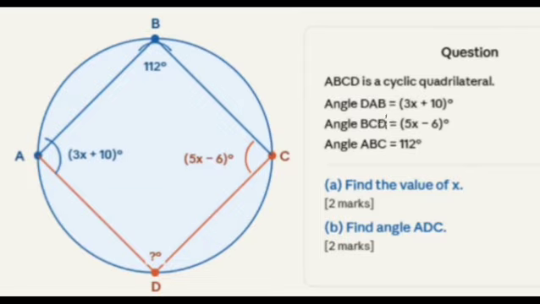Angle DAB is 3x plus 10 degrees. Angle BCD is 5x minus 6 degrees. Angle ABC is 112 degrees. We're asked to find the value of x and to find angle ADC.